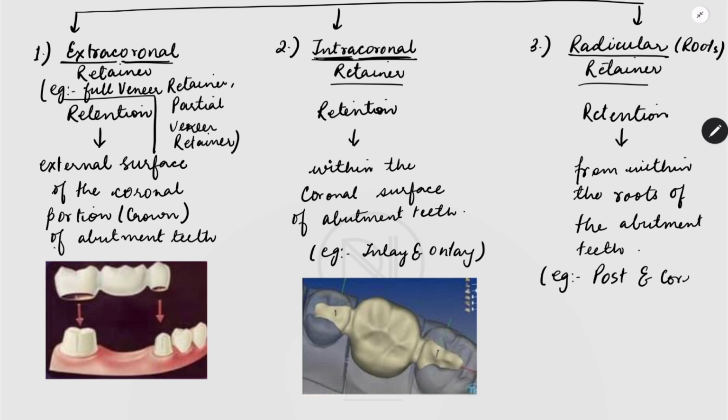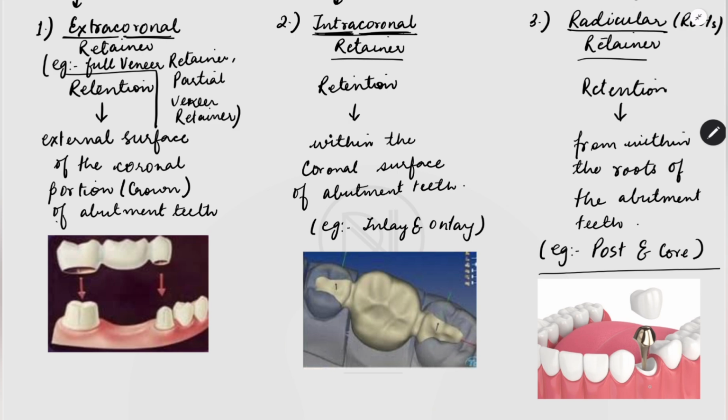So post and core are a type of abutment teeth. If retention is occurring from the post and core type of abutment teeth, then it is called your radicular retainer. In this image you can see that this is an endodontically treated tooth, and here you can see the support is majorly occurring from the radicular portion of the tooth. This is your radicular portion of the tooth. So that's why it is called your radicular retainer.